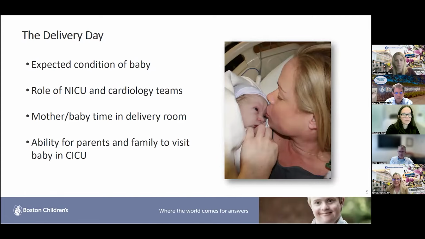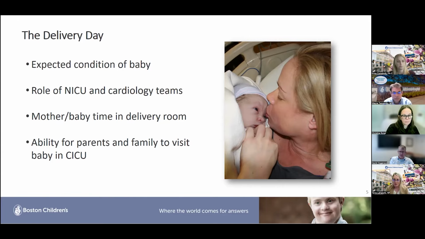When your delivery day has finally arrived, we know you will be nervous, but we want you to know that we are ready and expecting your baby to come out and cry and look good and be stable. Although babies with HLHS are often referred to as blue babies because they have cyanotic heart disease, we do not expect your baby to actually look blue or require emergency resuscitation in the delivery room. The NICU team, or the baby ICU team, will be in your delivery room, and the cardiology team will be on standby in case your baby needs any extra support.